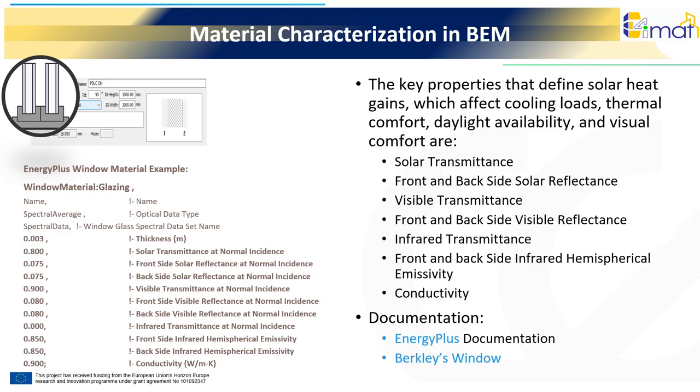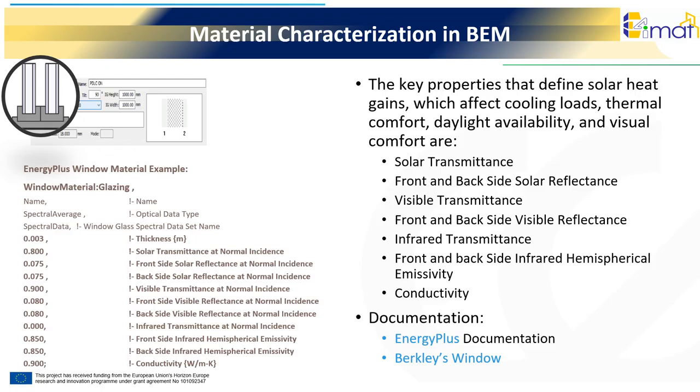It is a key optical property of window systems and typically ranges between 0 and 1, where higher values indicate greater transmission of sunlight. Front and backside solar reflectance defines the fraction of solar radiation that is reflected from the surface of the glass layer. Visible transmittance, which is the fraction of incident visible wavelength radiation that passes directly through the glass into the interior.